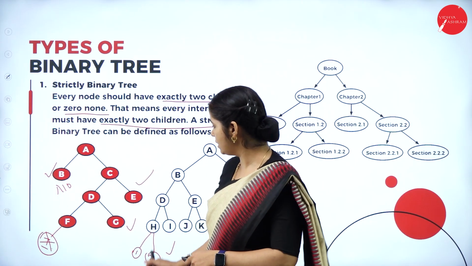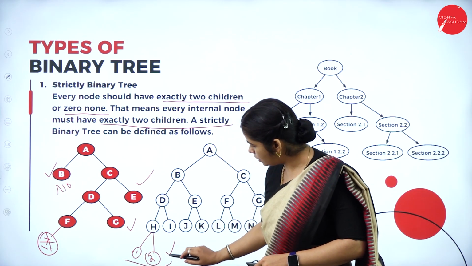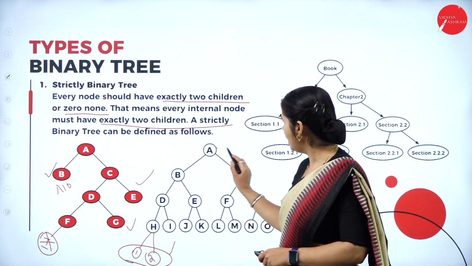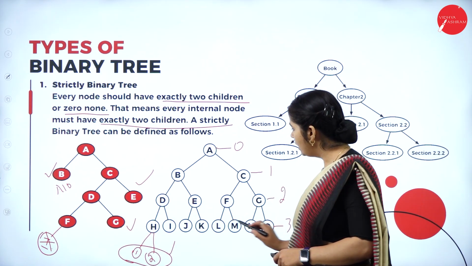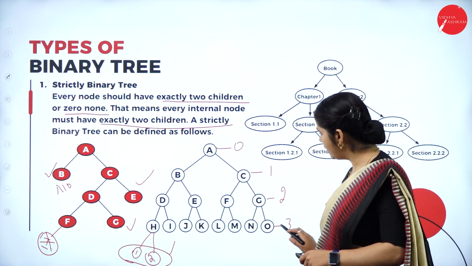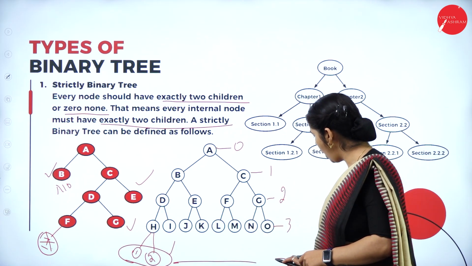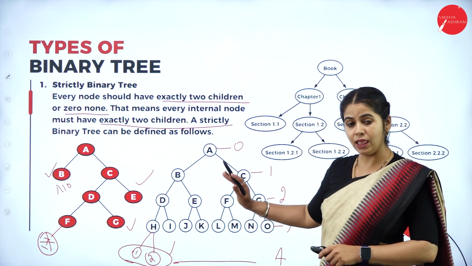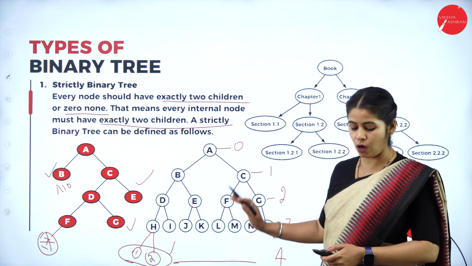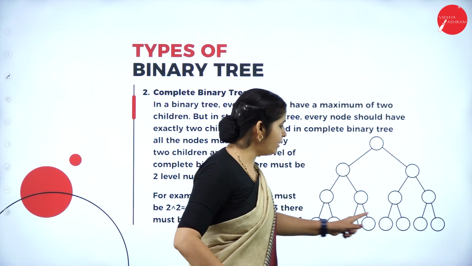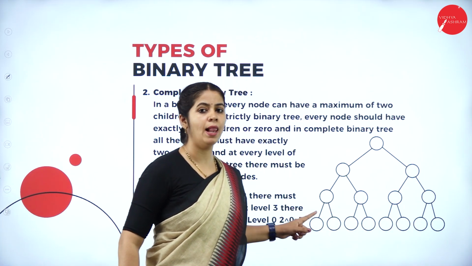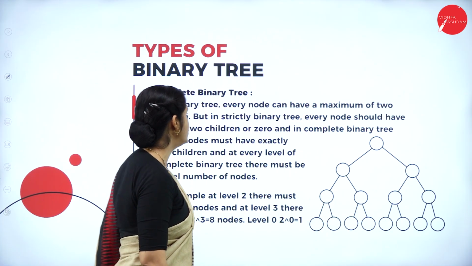Here in the previous example, we have these extra leaf nodes. What is a level? Level 0, level 1, level 2 and level 3. The leaf nodes are at level 3 as well as at level 4. In the strict binary tree, it is allowed. When it comes to the complete binary tree, all the leaf nodes should be at the same level. That is called a complete binary tree.